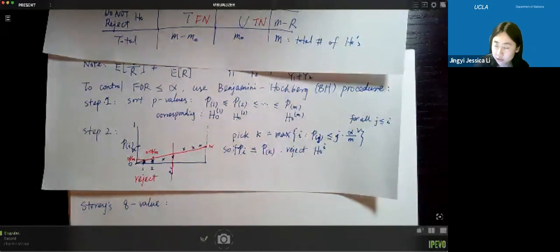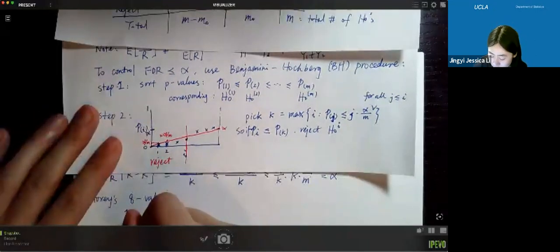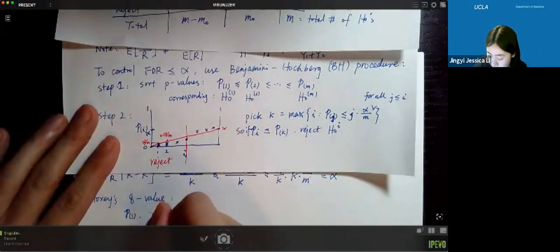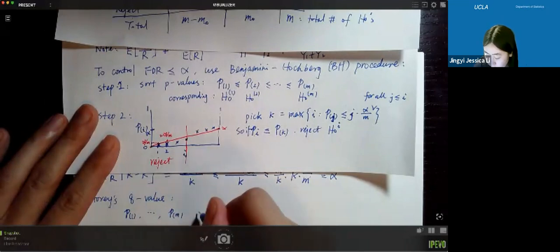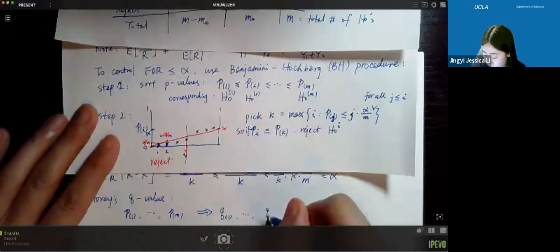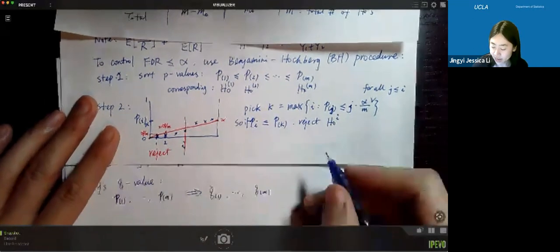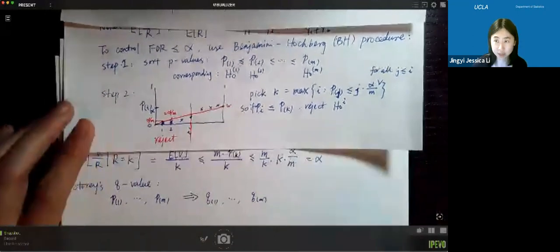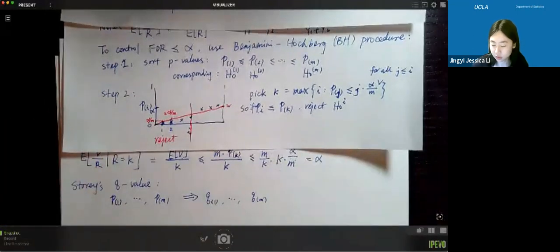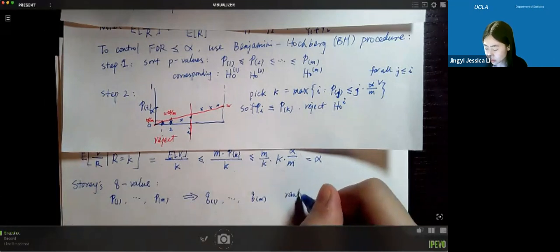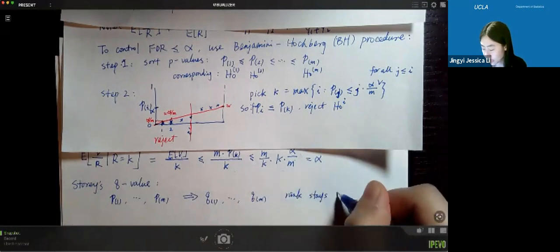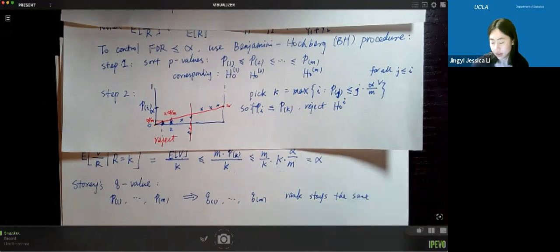Intuitively, you take the sorted p-values, P1 to Pm, and convert them to Q1 to Qm. Please note that the rank stays the same. This conversion does not change the rank. The smallest p-value corresponds to the smallest q-value, and the largest p-value corresponds to the largest q-value. So the rank stays the same.